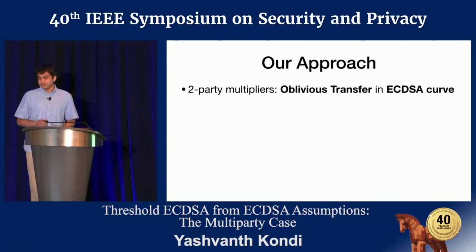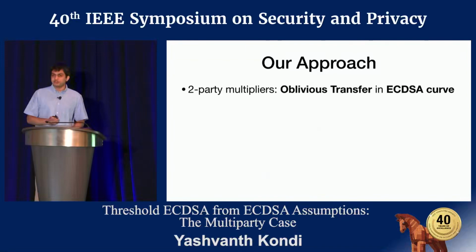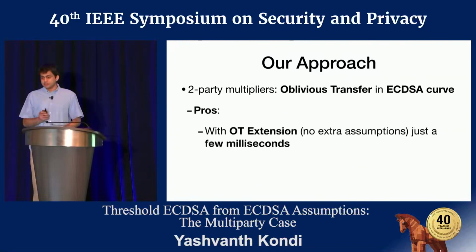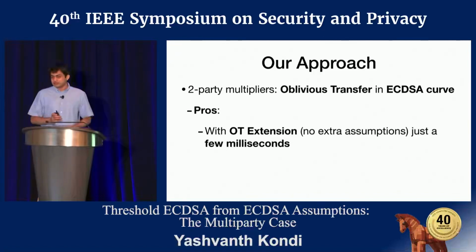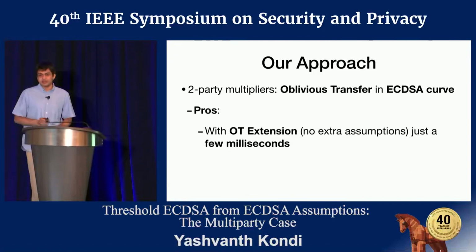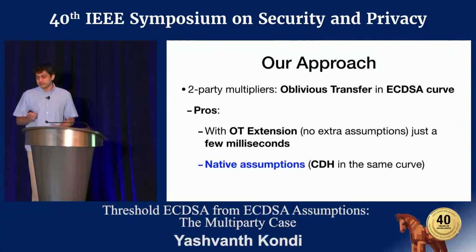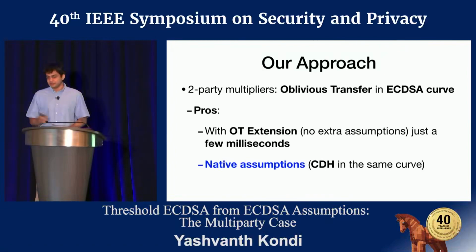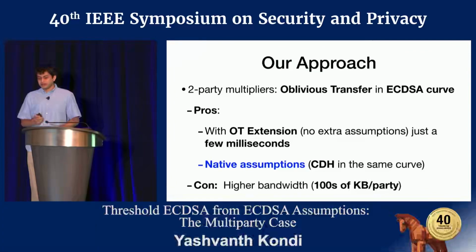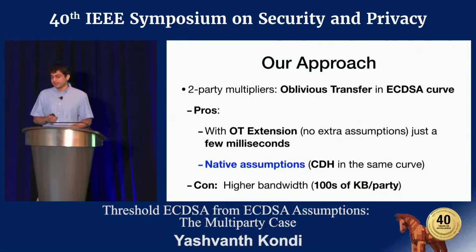At a high level, our approach is built on top of 2-party multipliers. That's oblivious transfer, instantiated in the same curve as the signature. The advantage of this approach is that with OT extension, which requires no extra assumptions, a multiplication costs just a few milliseconds to execute. And the cryptographic assumptions that we need for this are native to the same curve. That's that computational Diffie-Hellman is hard in the same curve. And on the other hand, we incur a penalty in terms of bandwidth. That's a few hundred kilobytes per party. I'll talk more about this later.